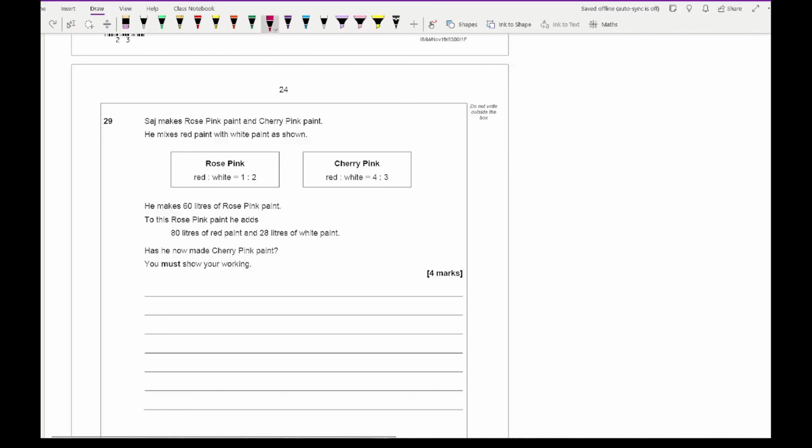So for this, we need to work out how much red and white paint he has used to make the rose pink paint. Here we've got 60 litres and we need to share it in the ratio of 1 to 2. So 1 plus 2 is 3, and 60 divided by 3 is 20. So in terms of the red and white, I've got 1 times 20, which is 20, and 2 times 20, which is 40. So this is for the rose pink.